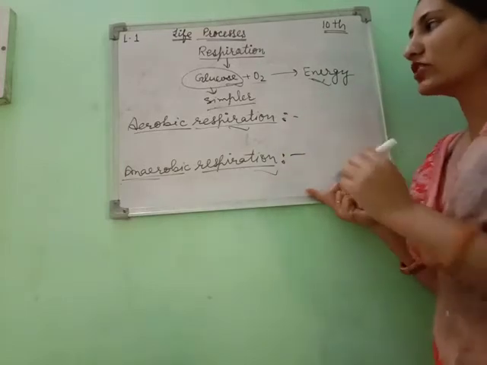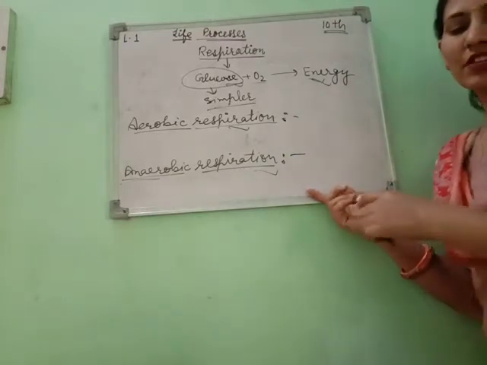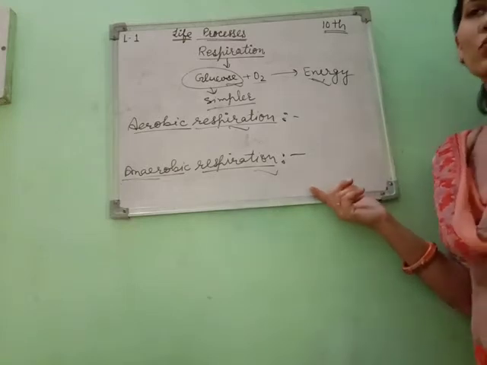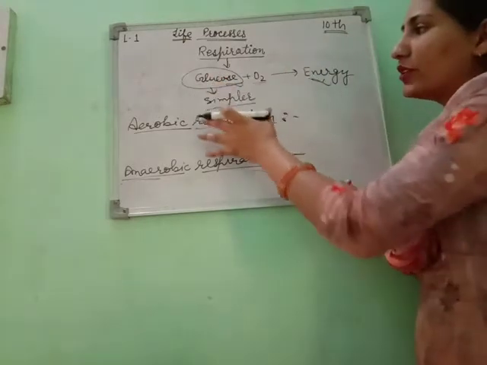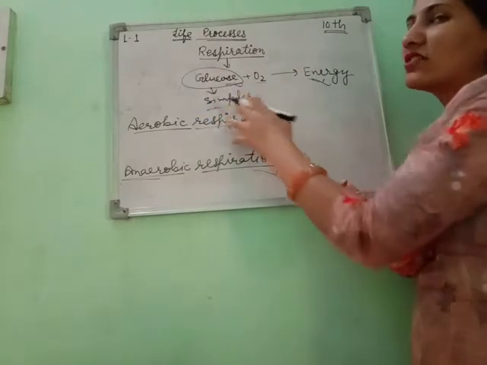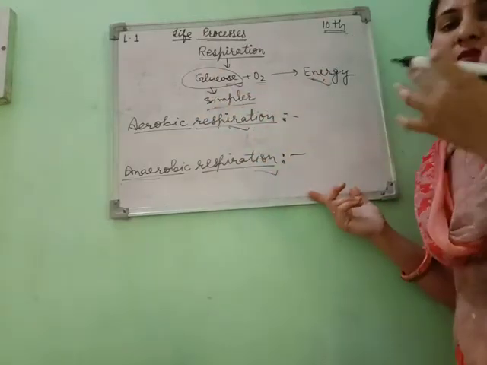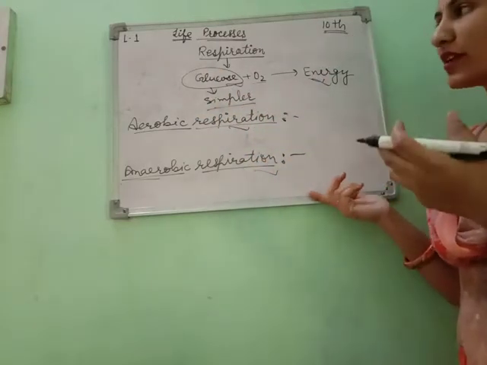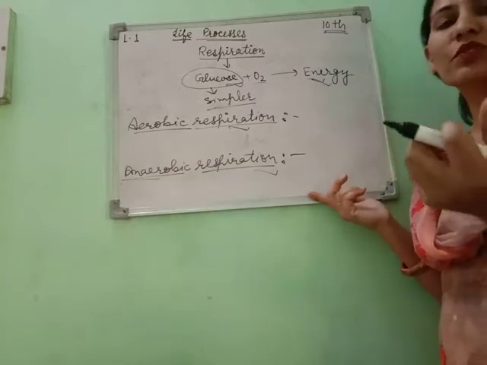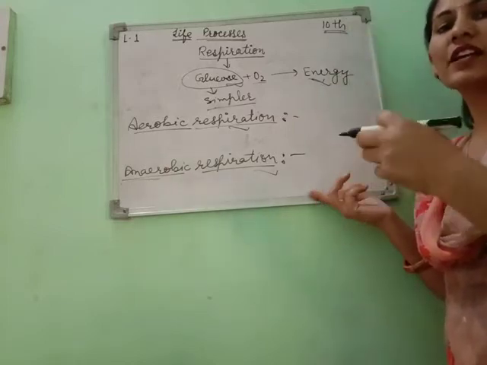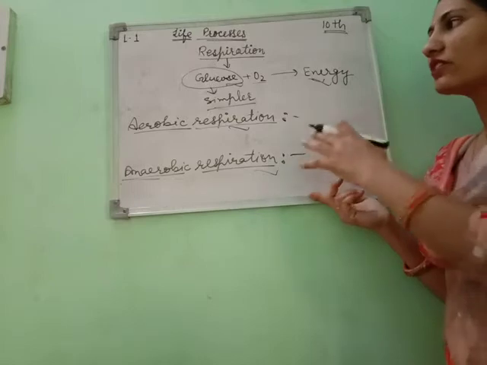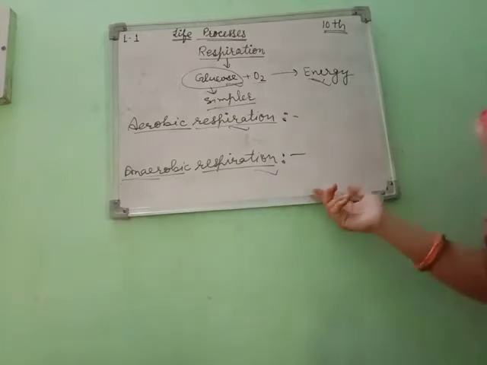Next we have to discuss respiration, or breakdown of glucose to produce energy. How this process is done in the cell, means how food is broken down and how energy is produced in aerobic respiration and anaerobic respiration. Everything with the help of a flow chart.